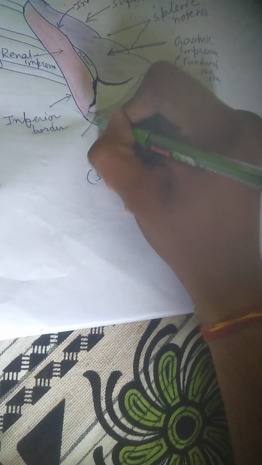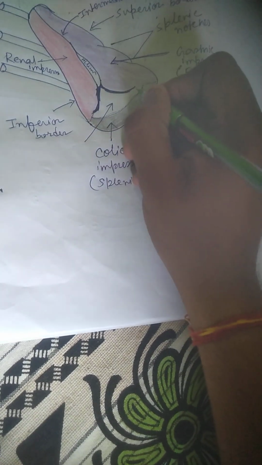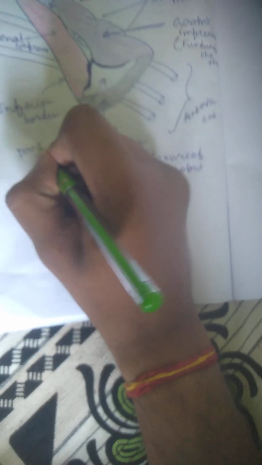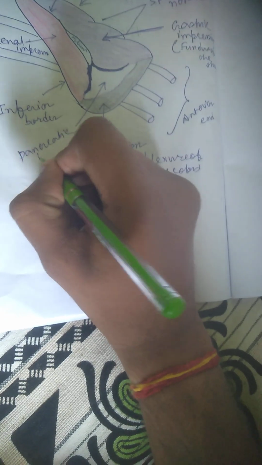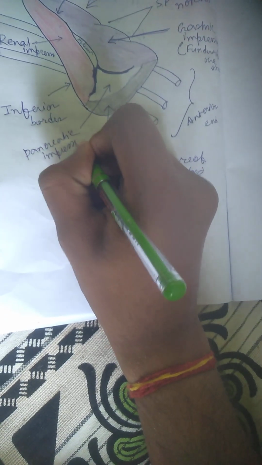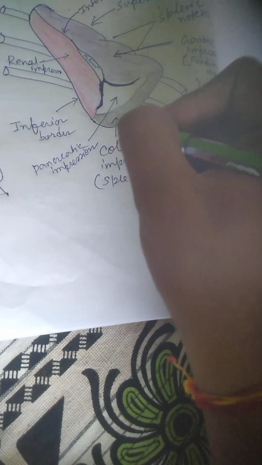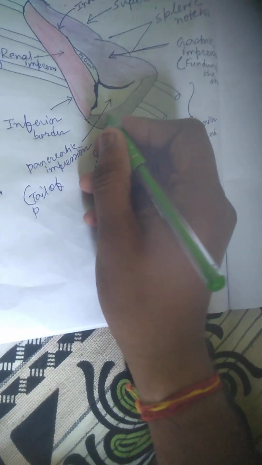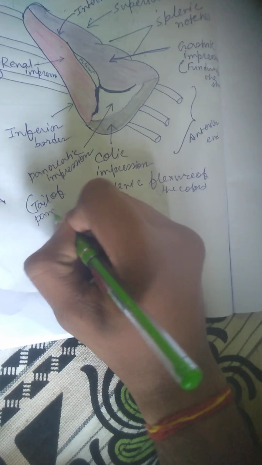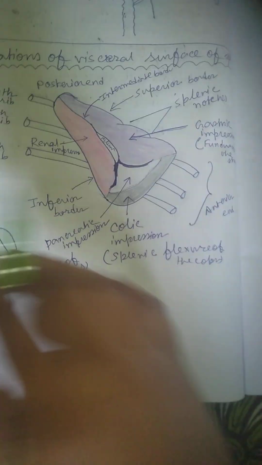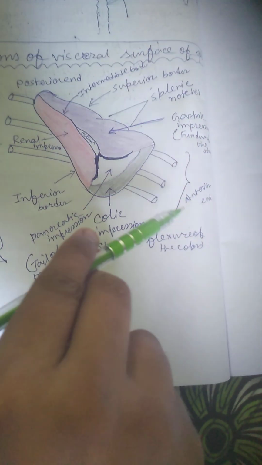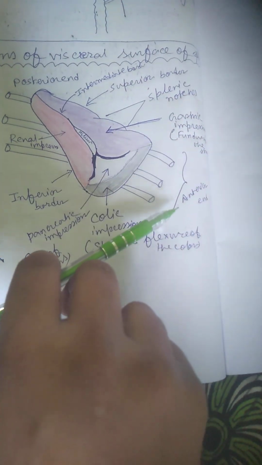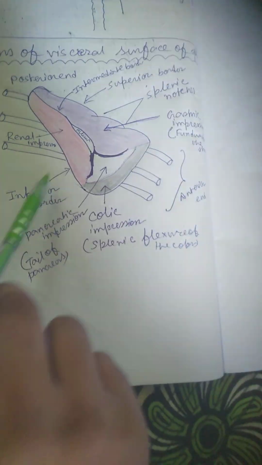And this part, the middle part, the triangular shaped part, is the pancreatic impression. And why the pancreatic impression? This is the impression due to the tail of the pancreas, basically. This part, this triangular part. So this is the total spleen, two ends, posterior end and anterior end. Okay, the anterior end is broad.